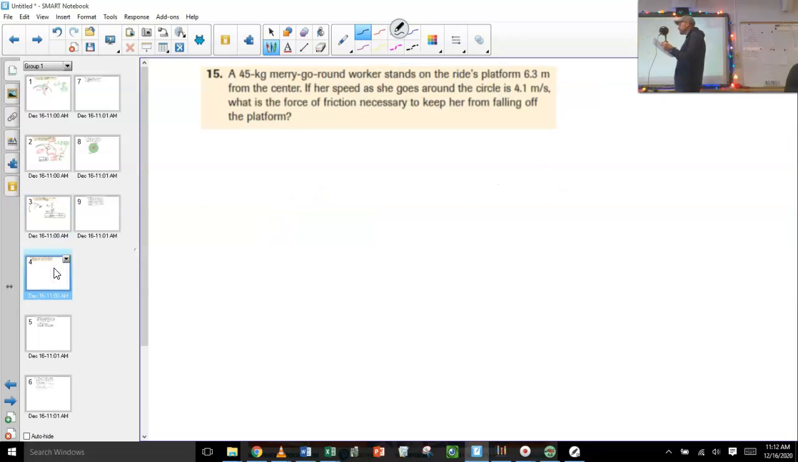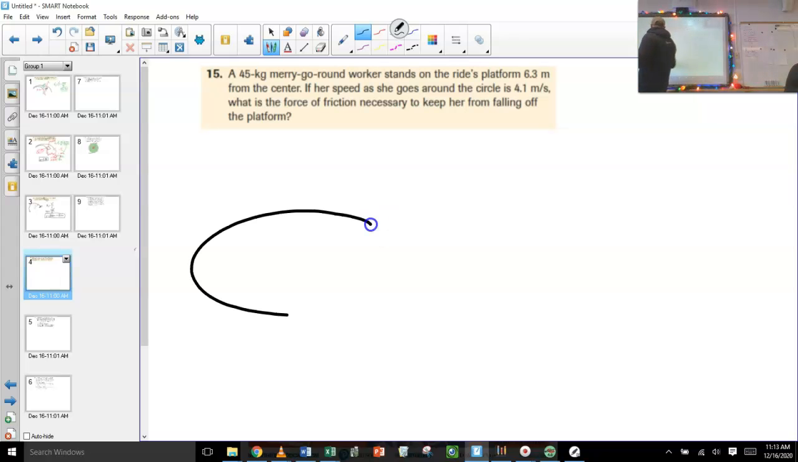Number 15. A merry-go-round worker stands on the ride's platform, 6.3 from the center. If her speed as she goes around the circle is this, what's the force of friction necessary to keep her from falling off? So you've got this merry-go-round, and there's a person, looks like she's sitting.